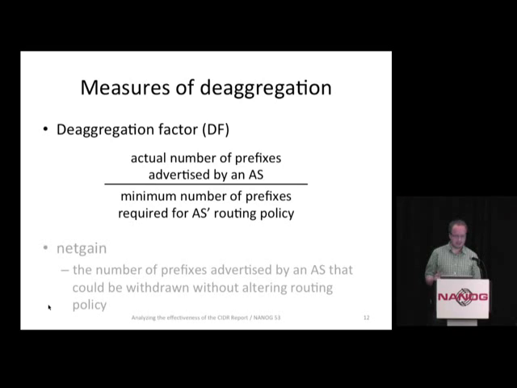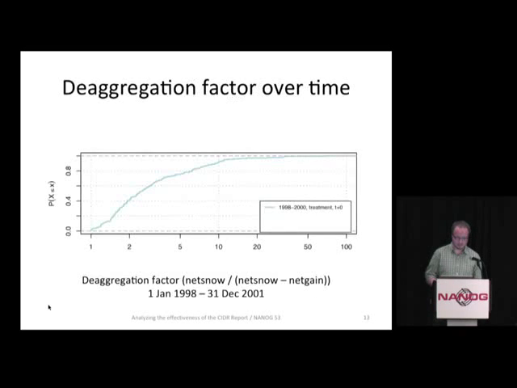The other way to look at it is net gain. This is the measure that the CIDR report uses. If you're a larger AS and you deaggregate more relatively, you're going to have a huge net gain, whereas deaggregation factor is more scaled to the size of your operations. And so with this, we're ready to go to the results and to see what we found over time.